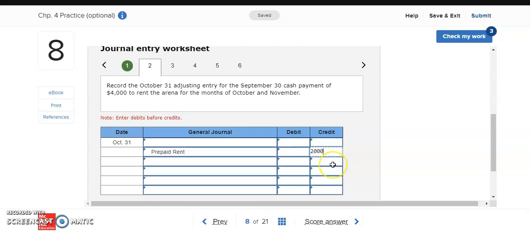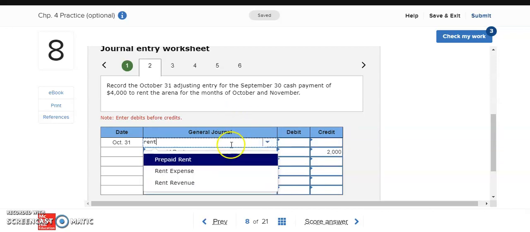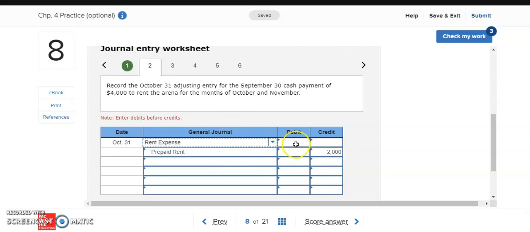We want to take 1 month's worth out of the asset. It's no longer an asset. We've used it up. It's become an expense. So we'll debit rent expense for $2,000. 1 month remains in the prepaid account, and that corresponds to the month of November.